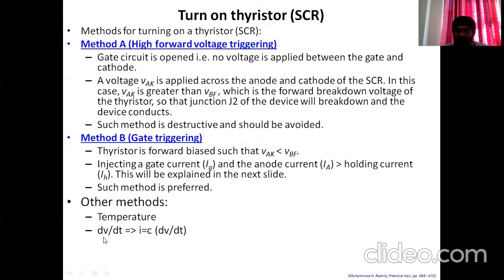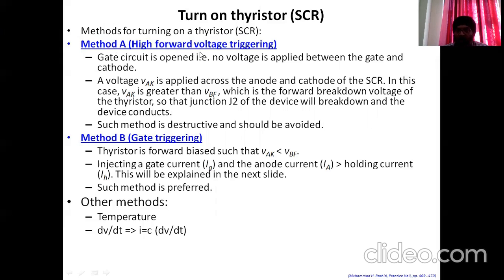Another method is high dV by dt, the rate of change of voltage, a high rate of change of voltage across anode and cathode. The current is proportional to the rate of change of voltage, where C is the capacitance developed inside the junctions. So high dV by dt is directly proportional to the current, so more current will flow and this SCR will start to conduct. But this high dV by dt is a destructive approach to turning on the SCR, normally not used.